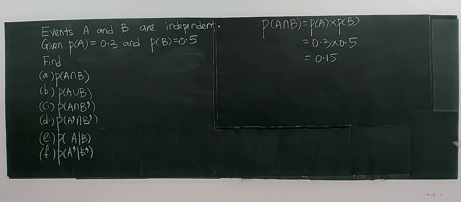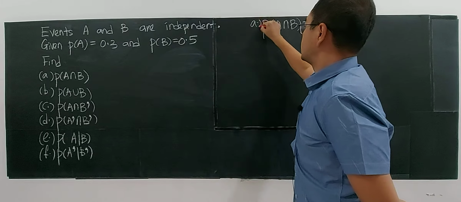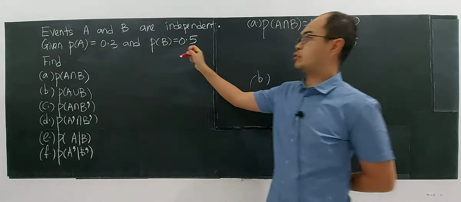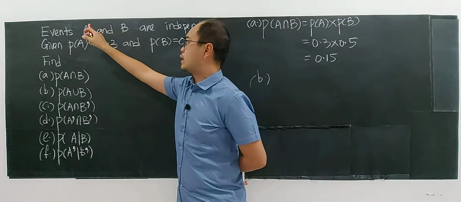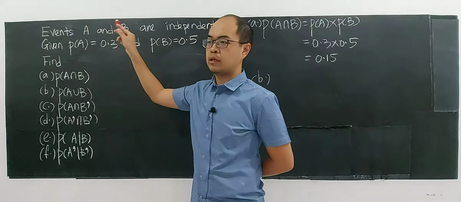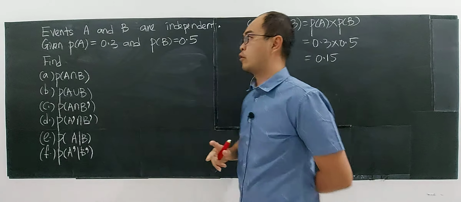So all this is for part A. You see, you actually need to watch the video. You must watch the video where I talk about independent events. Go and find the video where I talk about independent events; there are two parts to the video.